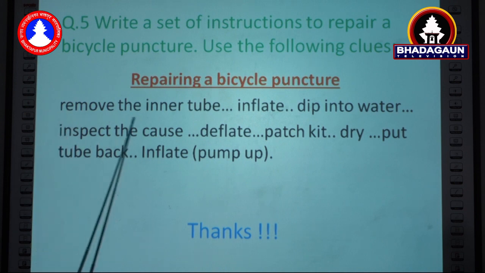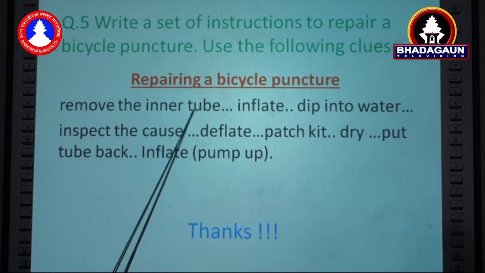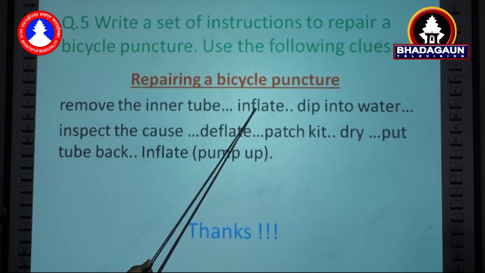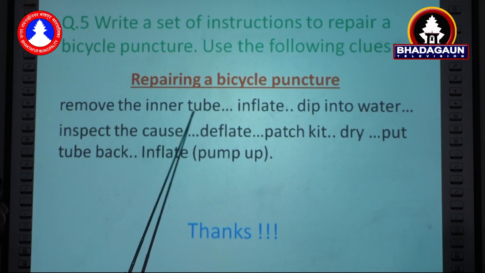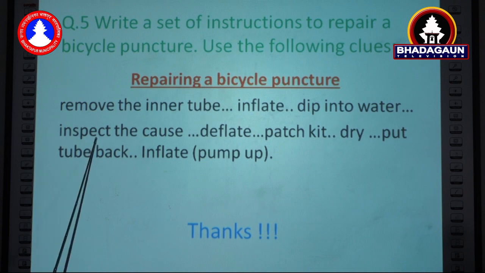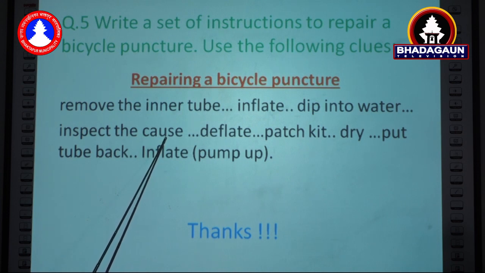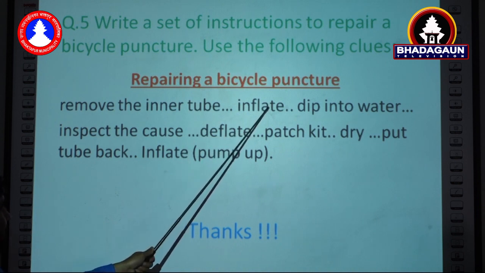So the first step is remove the inner tube from the tire, right? Inflate, you have to pump up, you have to fill the air. Dip into water, that inner tube must be dipped into water. Inspect means search, look for the cause of the puncture, whether it is a hole or anything else. Let's see, inspect that, find out. Deflate, you have to leak out the air from the tube. Deflate is the opposite of inflate.